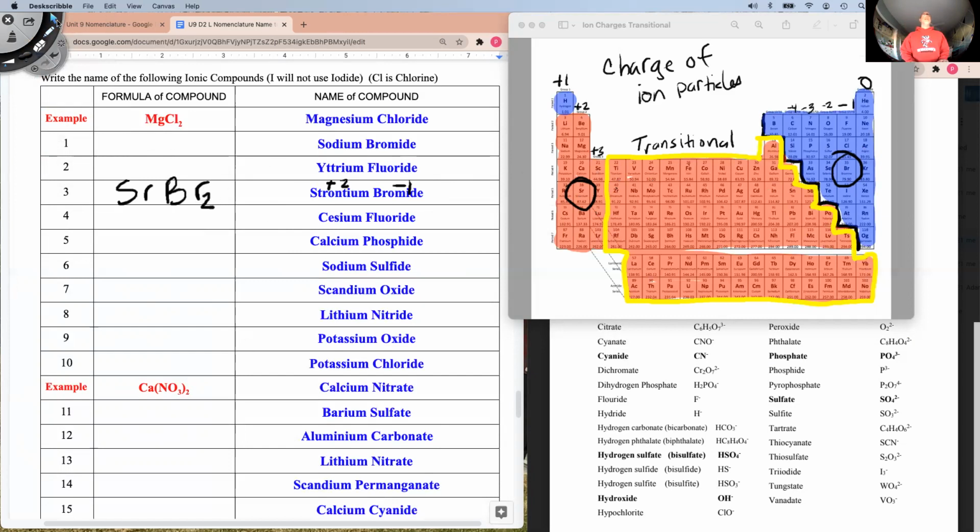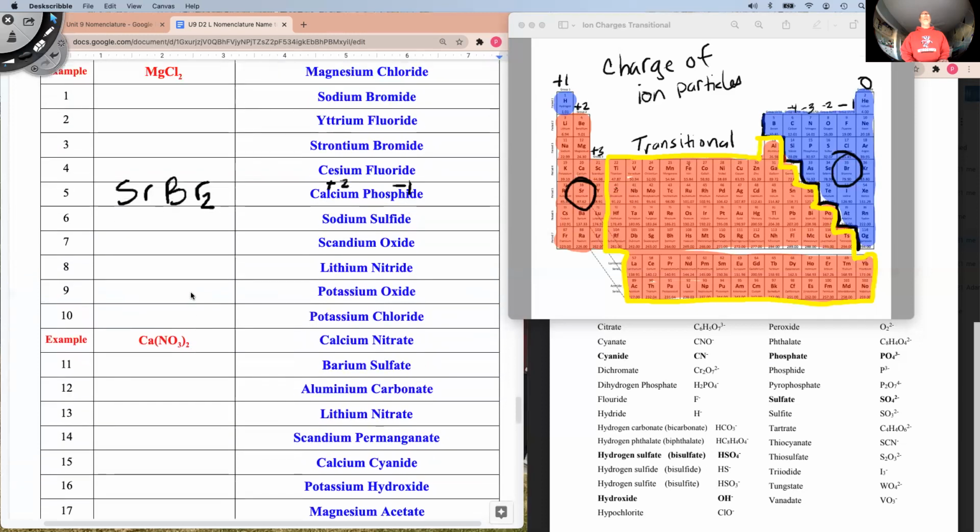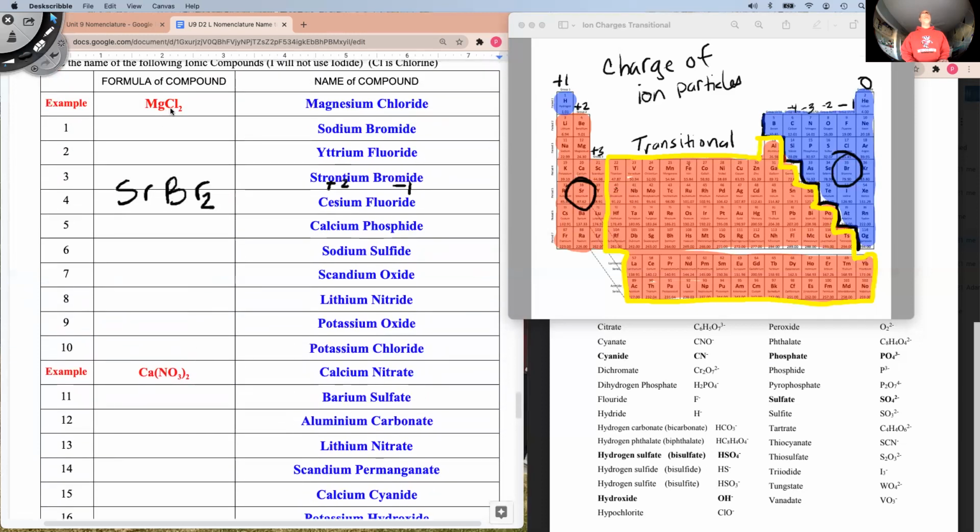And you're going to finish this whole sheet all the way down. And I gave you an example of magnesium chloride and an example of calcium nitrate for you to follow.